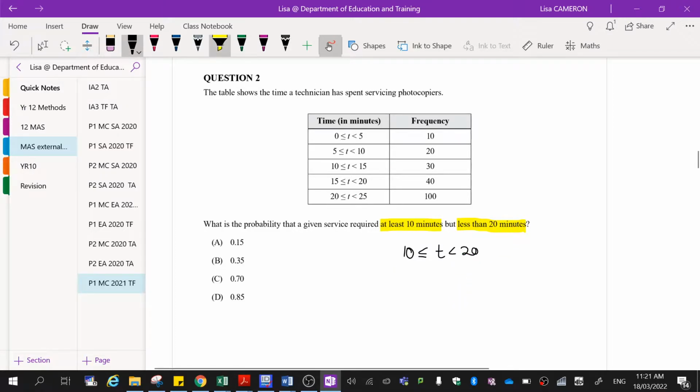So now we're going to pick the frequencies that correlate to these pieces of information. This one here will include the at least 10, and this is all the way up to, but not including, the 20. If it was including the 20 as well, I'd have to add this one in too. So now I've got 70 over, when I add all of these together, 200. We can see that they're decimals, so we want it as over 100, which would convert nicely to B.